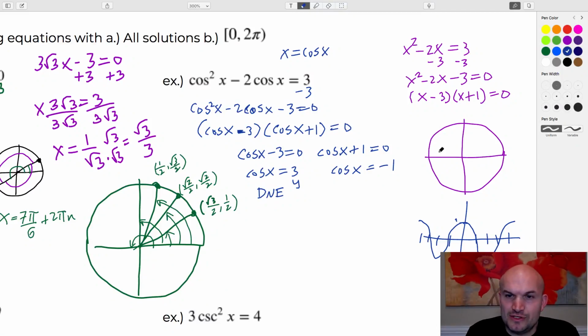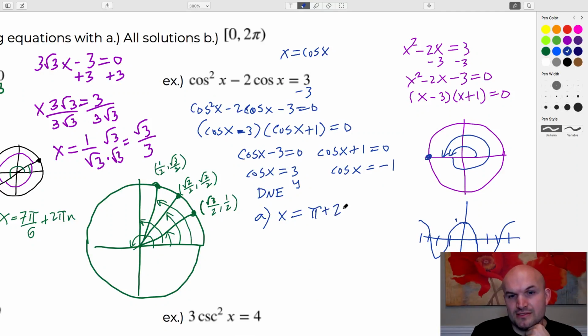And so looking at that on the unit circle, here's my angle right here. Now, as far as finding all the solutions, if here is my solution, to get to the next solution I have to add 2 pi. I have to do a full revolution. So my solution is going to be x equals pi plus 2 pi n, where n represents any integer. And if I just wanted the values between 0 and 2 pi, I would just say x is equal to pi.